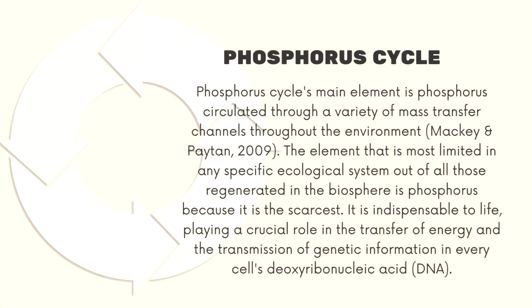The phosphorus cycle's main element is phosphorus, circulated through a variety of mass transfer channels throughout the environment. The element that is most limited in any specific ecological system out of all those regenerated in the biosphere is phosphorus because it is the scarcest. It is indispensable to life, playing a crucial role in the transfer of energy and the transmission of genetic information in every cell's deoxyribonucleic acid, or DNA.